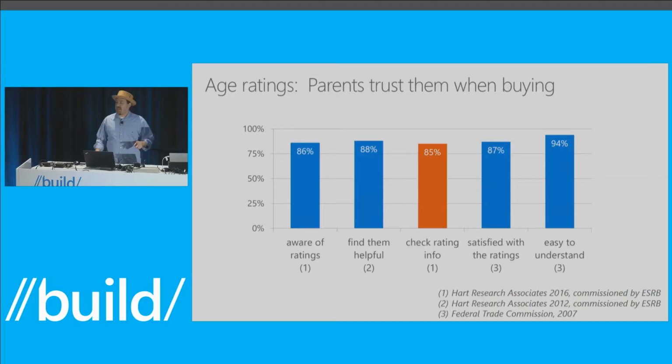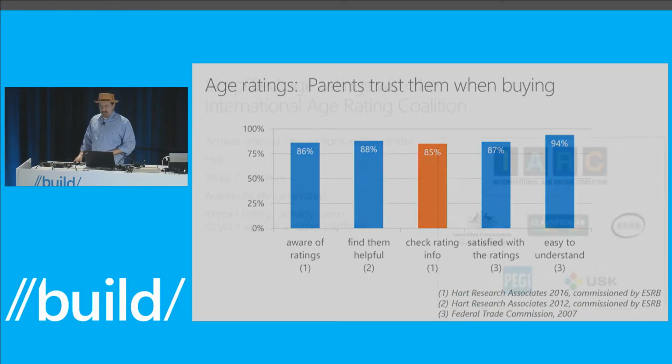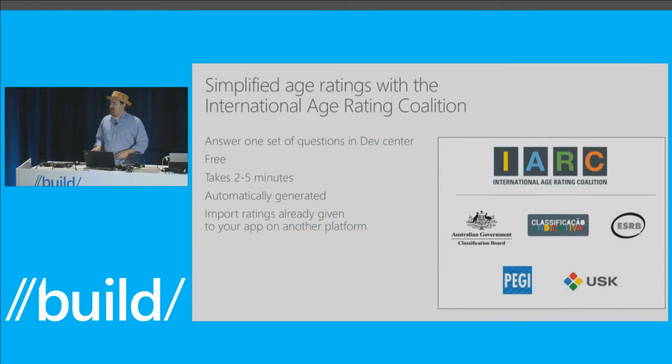OK, one more thing that we've heard can be a pain point that we've made better. Age ratings are critical to buying decisions for people buying apps. Parents trust them when they're deciding whether to buy your app or not. 85% of parents say that they look at the age rating when they're buying a game. So we have made it simpler for you to get age ratings from all of the agencies through Dev Center. No more going to 10 different websites. No more paying for each rating individually. It's free. It's in Dev Center.